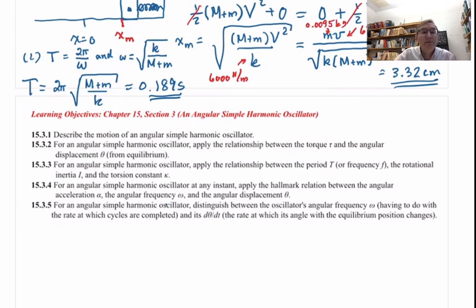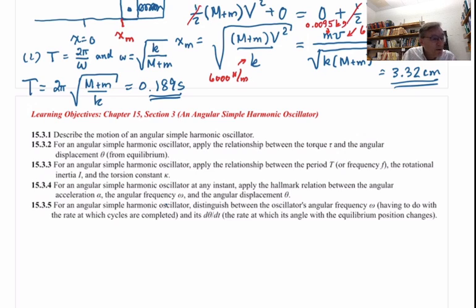Here are our learning objectives. You have to describe the motion. Well, I just did. You paint a reference line on the object. You have a scale right there so that you can read the angle on that reference line and call it theta. And theta will oscillate with time with simple harmonic motion.